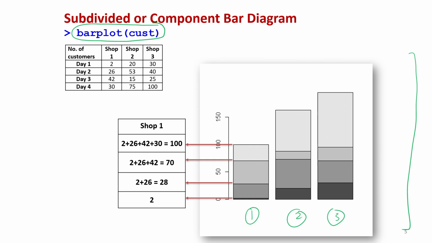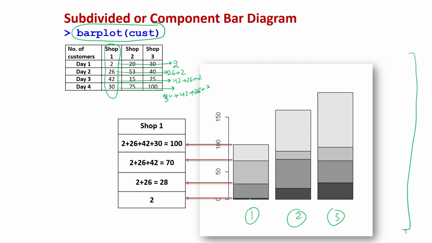So if you look at the data of shop number 1, and if I ask you, can you find here the cumulative frequencies? For shop number 1, on day 1, the cumulative frequency will be 2. On day 2, the cumulative frequency will be 26 plus 2. On day 3, it will be 42 plus 26 plus 2. And on the 4th day, it will be 30 plus 42 plus 26 plus 2. So actually these cumulative frequencies are plotted over here.